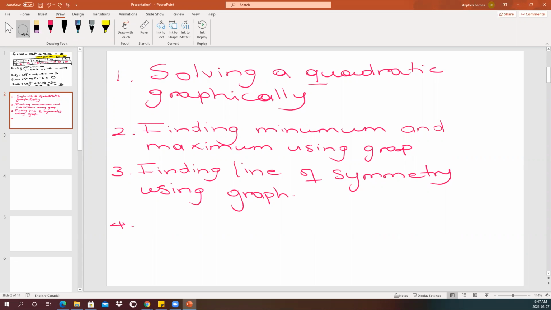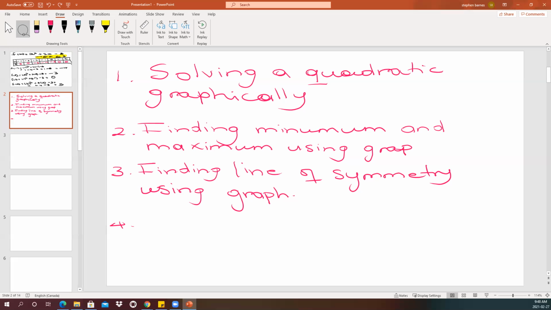And I say graphically because we've already done solving quadratic equations, and we did so by 2 methods, one which was factorizing, and the second method which was using the quadratic formula. Now we're going to be learning how to solve a quadratic equation graphically.